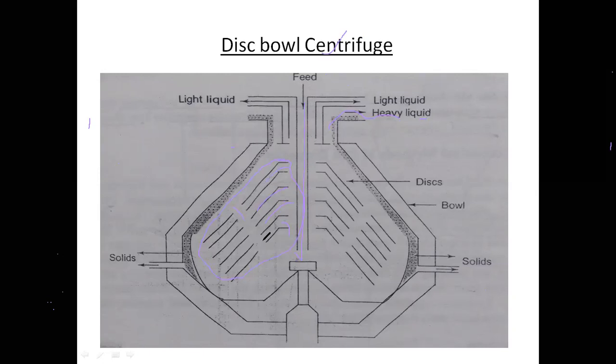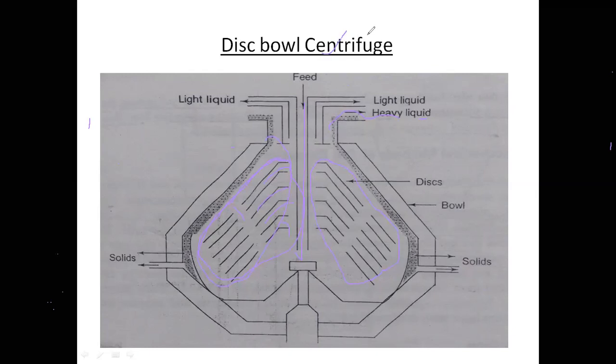The separation takes place with the help of densities: a difference in density between a heavy liquid, a light liquid, and solids. The principle is the same, but the internal equipment is different. In order to increase the solid-liquid separation, there is provision for discs inside, whereas in the tubular bowl there is no disc. Because of the discs, we can increase the separation of the heavy and light liquid along with the solids. That is the main reason behind the disc bowl centrifuge.